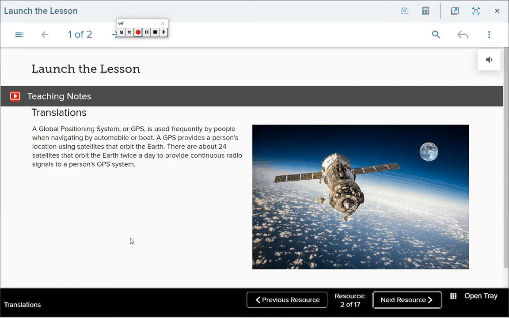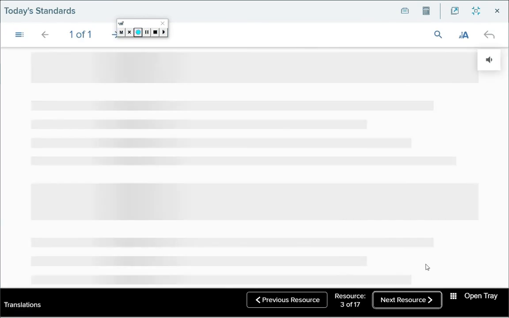And from space, obviously from satellites, it looks a little bit different, okay? But a GPS provides a person's location using satellites that orbit the Earth. There are about 24 satellites that orbit the Earth twice a day to provide continuous radio signals to a person's GPS system, okay? It's just kind of giving you an idea of how that works.